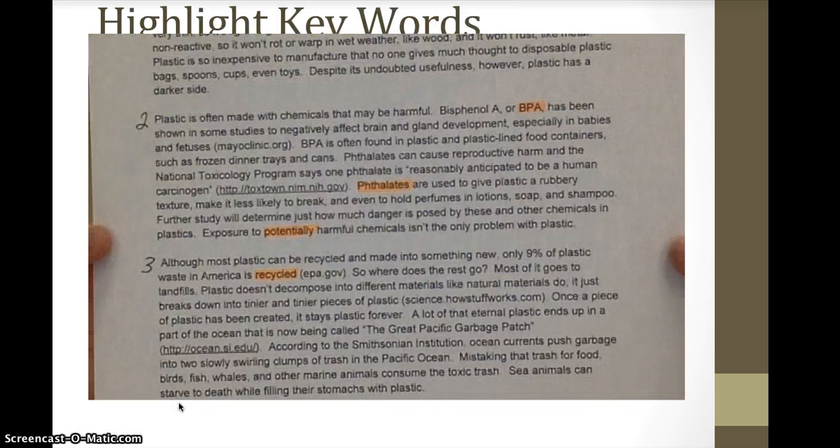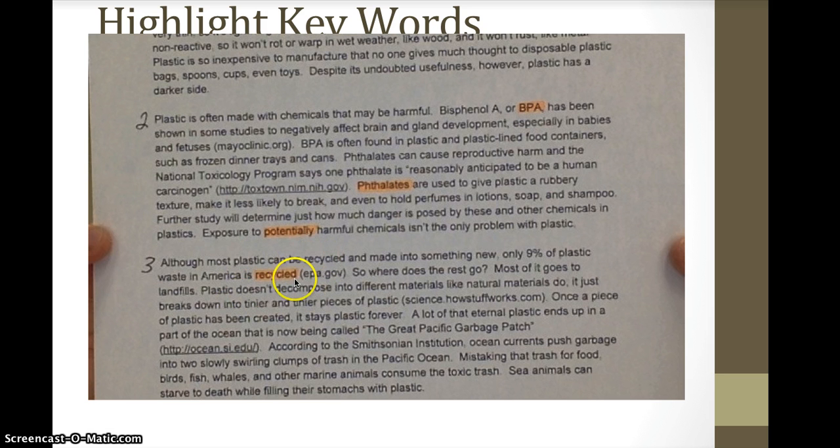Now we're going to highlight key words. I've given you a close-up of paragraphs 2 and 3. You'll see that I've highlighted BPA, phthalates, and potentially, as well as recycled.